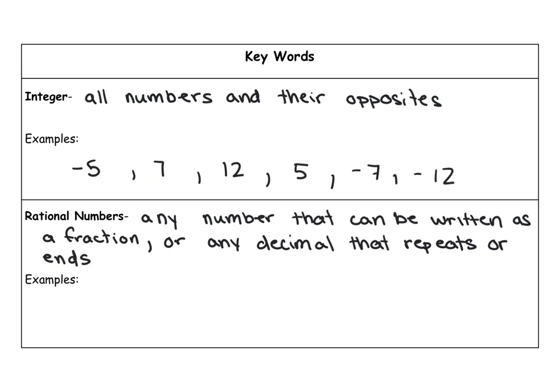A rational number is any number that can be written as a fraction or any decimal that repeats or ends. So 3, it's a whole number, but it could also be written as a fraction, 3/1. 2/3, that is a fraction, so that's rational. A decimal, 2.5, it has an ending. Or 0.625, where the 5 repeats. Those are all considered rational numbers because they can be written as fractions.